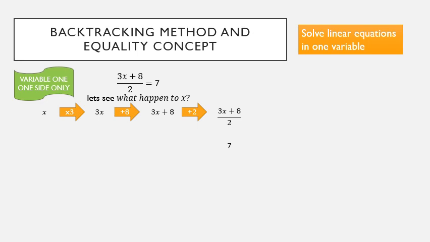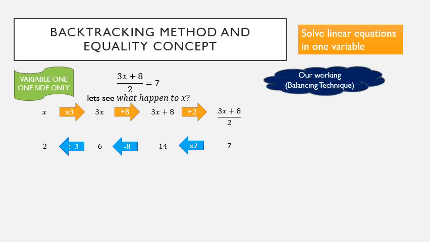So, kita kena backtrack. Terbalikkan semua simbol. So, kalau bahagi, dia tukar jadi darab. Darab 2. So, 7 darab 2 dapat 14. So, tadi tambah. So, tukar jadi tolak. So, 14 tolak 8 dapat 6. Next, kita backtrack lagi, reverse. Kalau multiply, dia jadi bahagi. So, 6 bahagi 3 dapat 2.